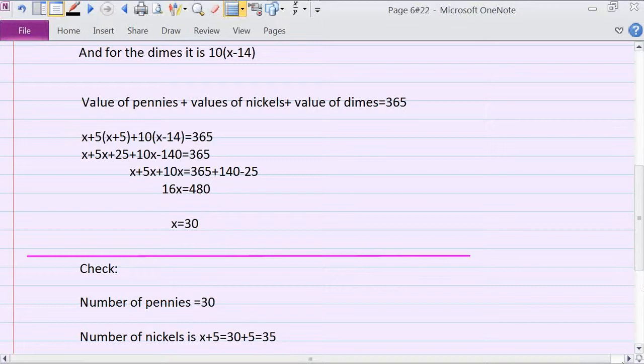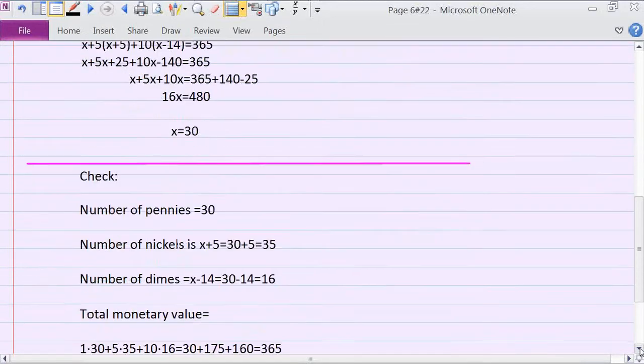So the number of pennies is 30. I have 5 more nickels than pennies, so I have 35. And the number of dimes is 14 less than the number of pennies. So I have to take this, subtract 14, and I get 16. So I now know that I have 30 pennies, 35 nickels, and 16 dimes.